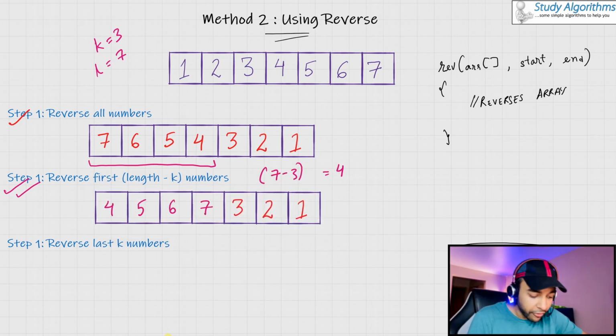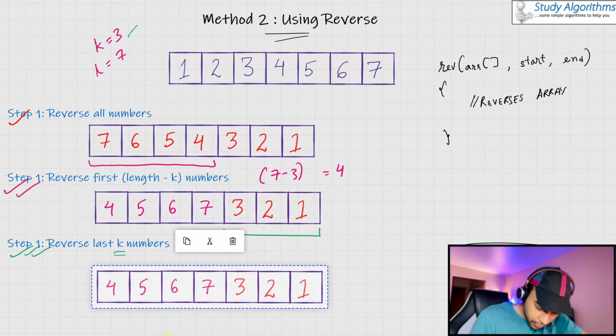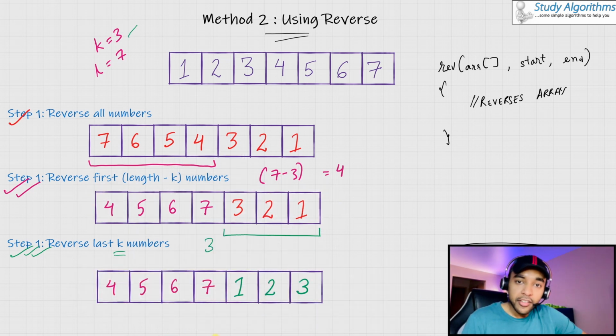And now for the final step, I need to reverse the last k numbers in the array. In this case, the value of k is 3, so I reverse the last 3 numbers in the array. When I reverse them, my array would become this. So you see, we have ultimately arrived at our answer.